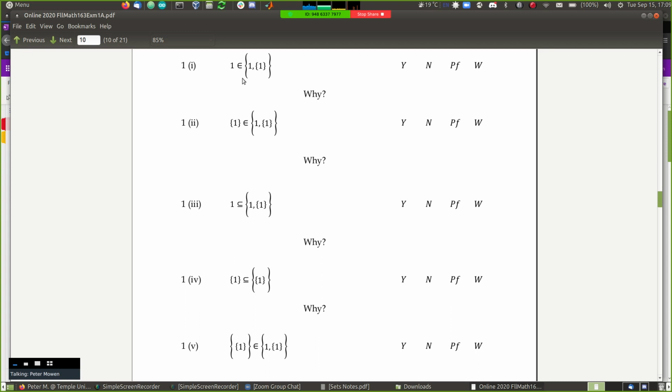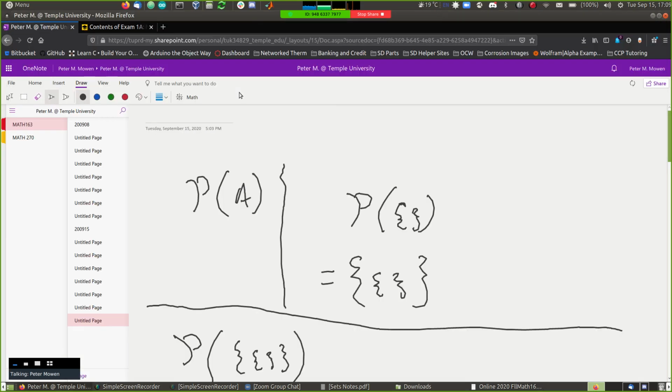So if you see the symbol for element, that means it's asking, does one appear between a brace and a comma, or a comma and a comma, or a comma and a brace? Actually, let me see if I've got a similar question on my original exam. He was a little more cryptic with mine. Yeah, so we'll just go with this. I'll just make up an example.